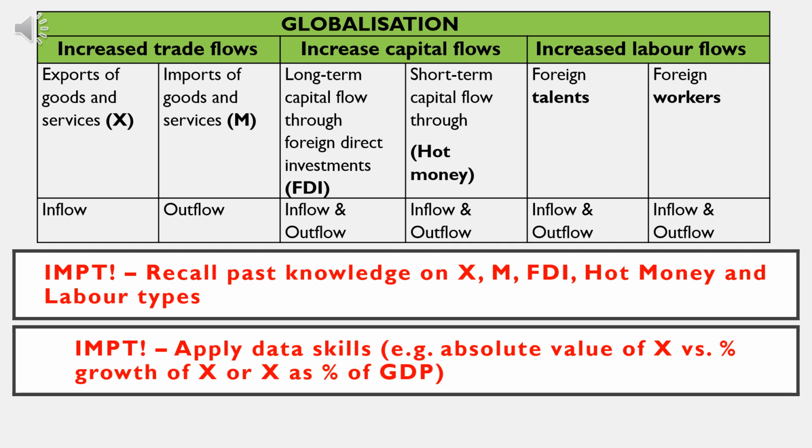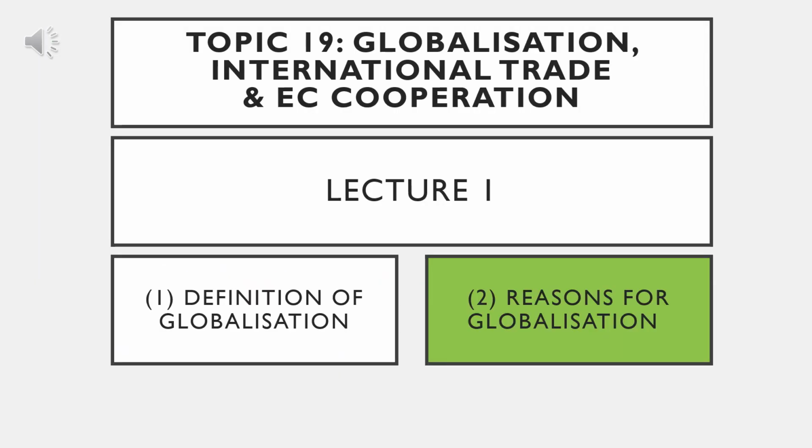Second, it is important to apply data skills. They might ask you to make observations about these three flows. So, if you recall, you have learned about how to compare whether the data shows the absolute value or whether the data shows the percentage change of exports or the data presented exports as a percentage of GDP to compare across countries. Hopefully, this helps you to tackle the exam questions. Next, we'll share with you the key concepts and economic analysis to take note of for the second segment of the lecture, which are reasons for globalization.